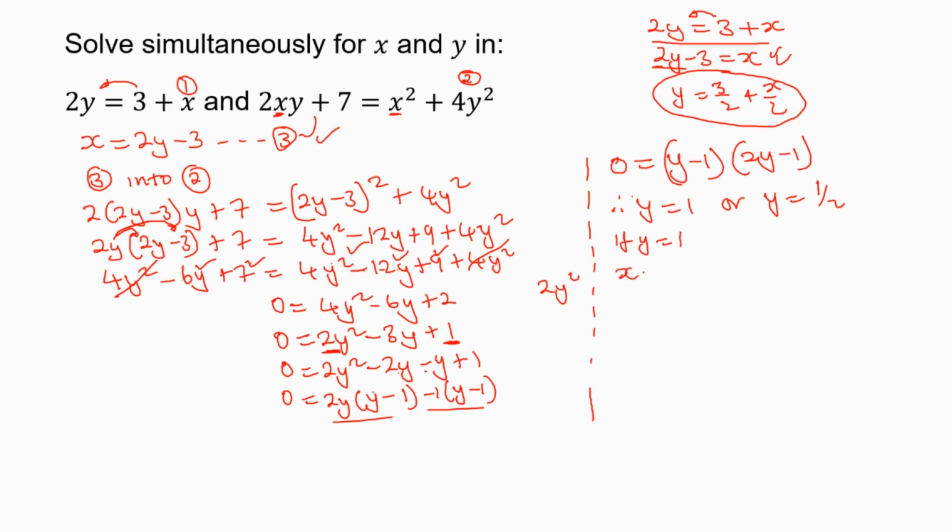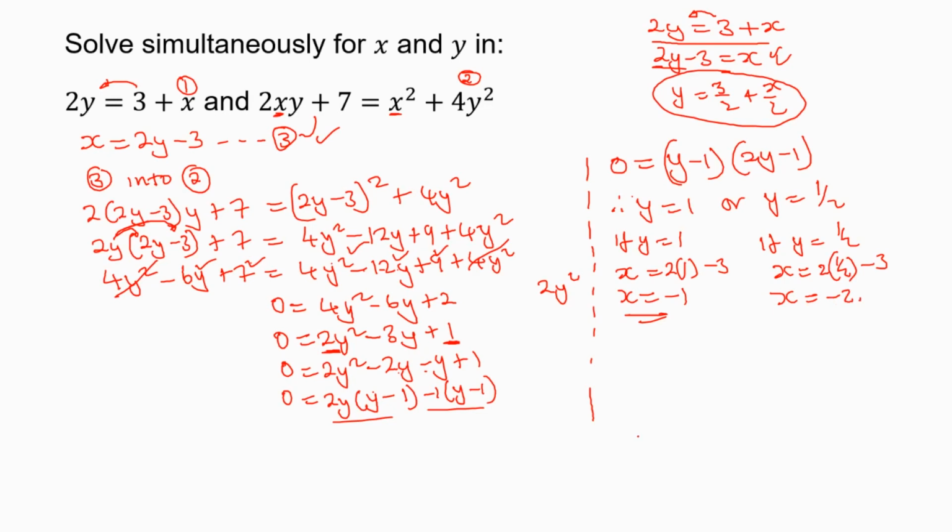So it means x is equal to 2 times 1 minus 3, meaning that x is equal to 2 minus 3, negative 1. Right, and then if y is equal to half, becomes x is equal to 2 times half. 2 times half is 1, isn't it? And then minus 3, and then x is equal to 1 minus 3 is negative 2.